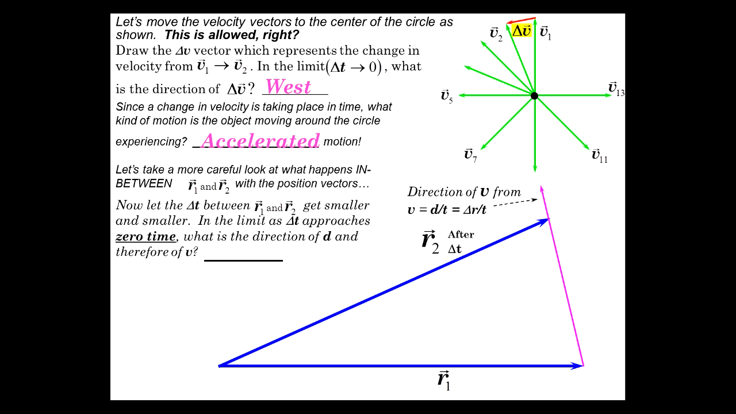All right, so now we're going to allow delta t. There's a certain delta t from R1 to R2. Let's let that t get smaller. And as delta t approaches 0, what's the direction of the displacement and therefore the direction of the average velocity? Actually, at that point, it will be the instantaneous velocity, because when we make delta t really tiny, we're going to end up in the limit considering an instant of time. But let's go ahead and do this.